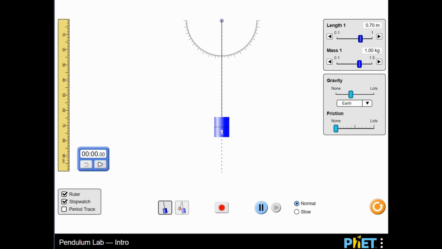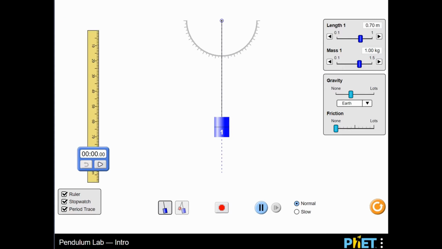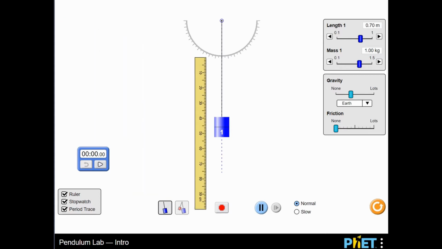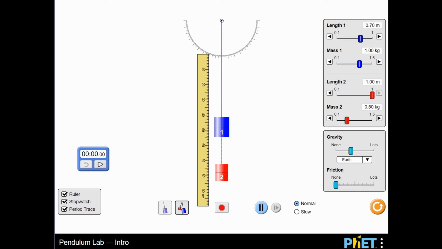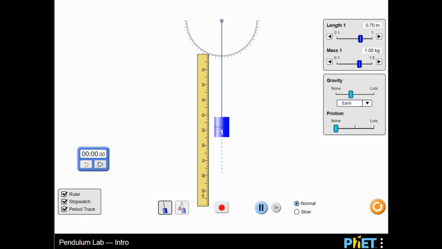Legends of Learning presents the Pendulum Lab Intro PhET Simulation. This is a science PhET simulation that makes learning about conservation of energy fun and easy to understand. In this game, you will use this simulation to gain more insight as to how a pendulum conserves energy under different conditions.